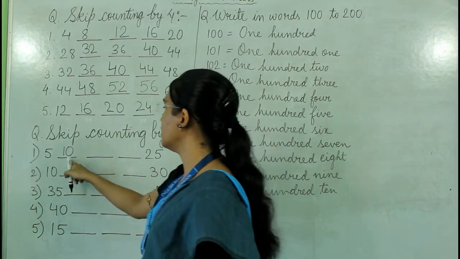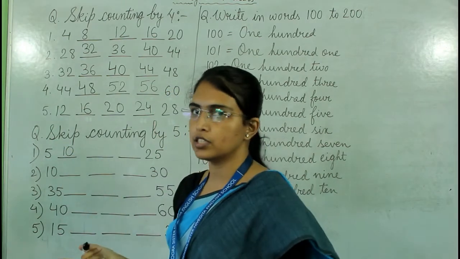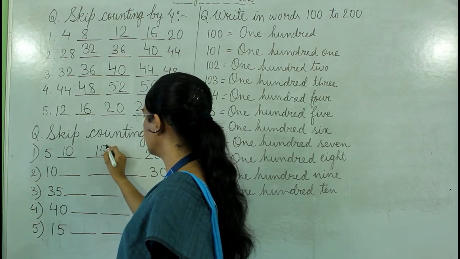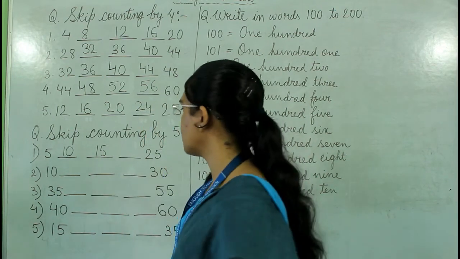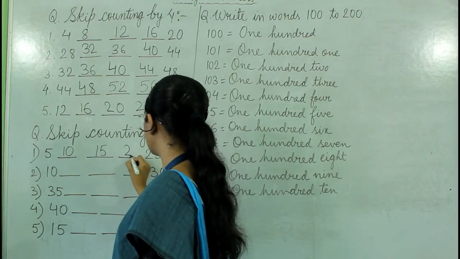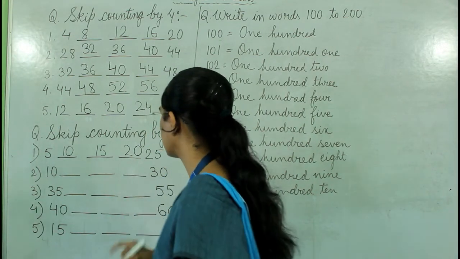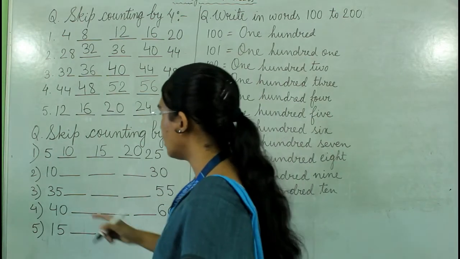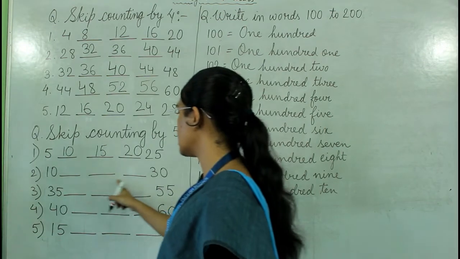So from 10, if you skip another 5 numbers, you will get 15. So from 15, if you skip another 5 numbers, you will get 20. So from 20, if you skip another 5, you will get 25. Okay. Now question number 2, 10 dash dash dash 30.